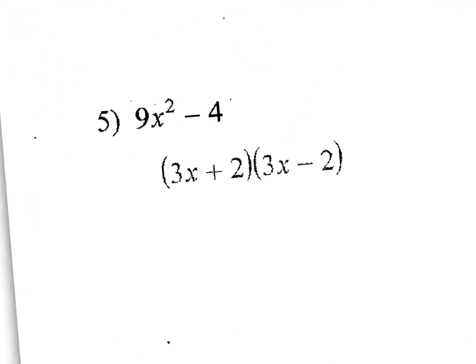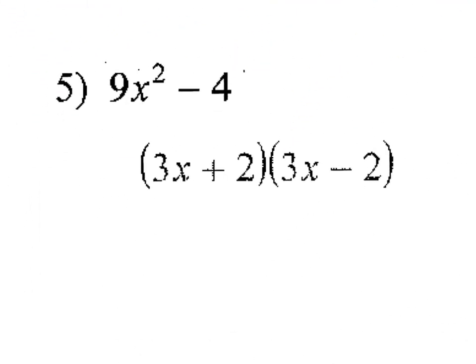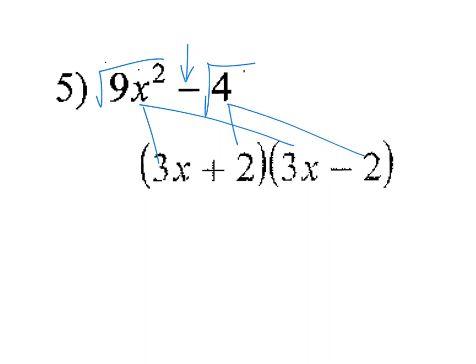All right, number 5, again, we're looking at another difference of squares, because I can square root, I've got a negative in the middle, and I can square root. So again, I'm going to break this down. The square root of 9 is 3, x squared breaks to x and x. I got a plus or minus in the middle, and then the square root of 4 is 2 and 2.